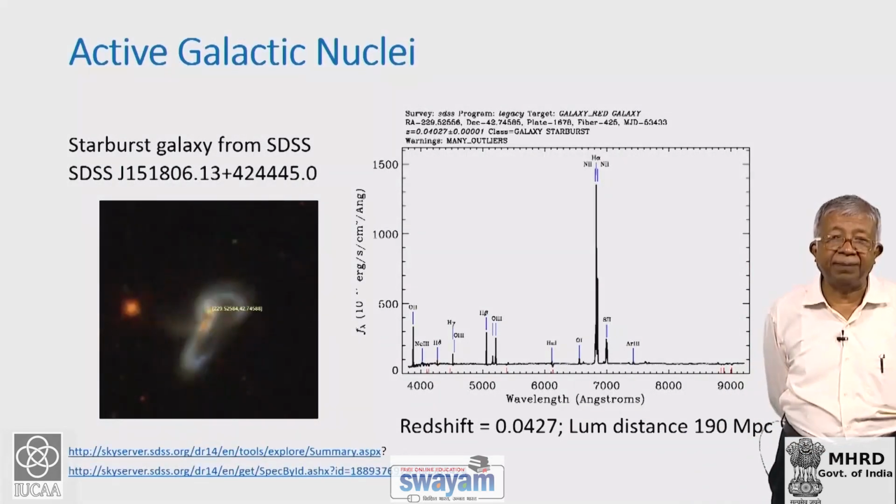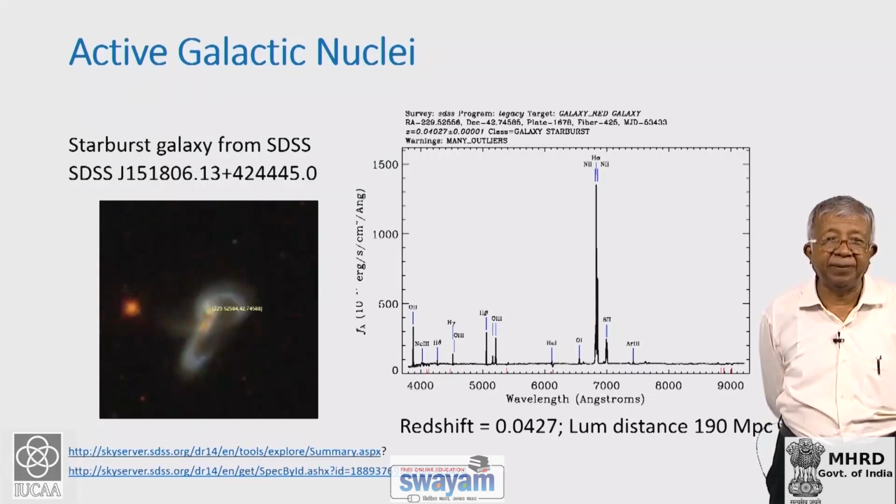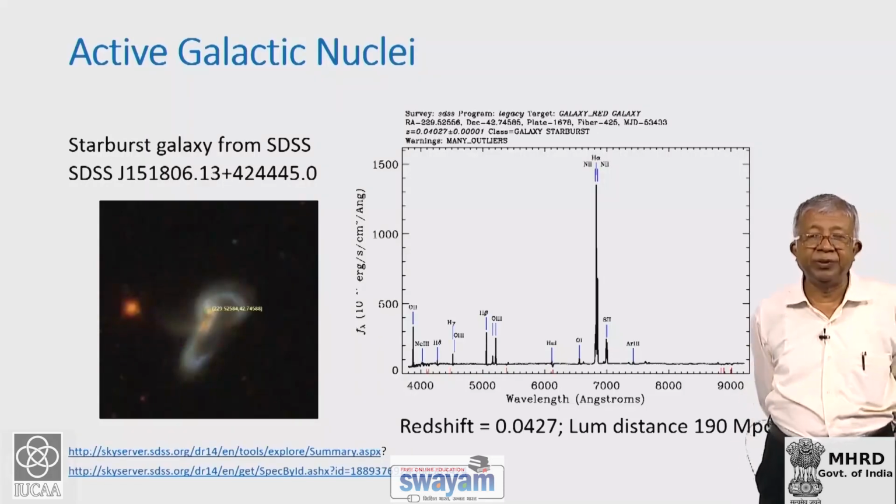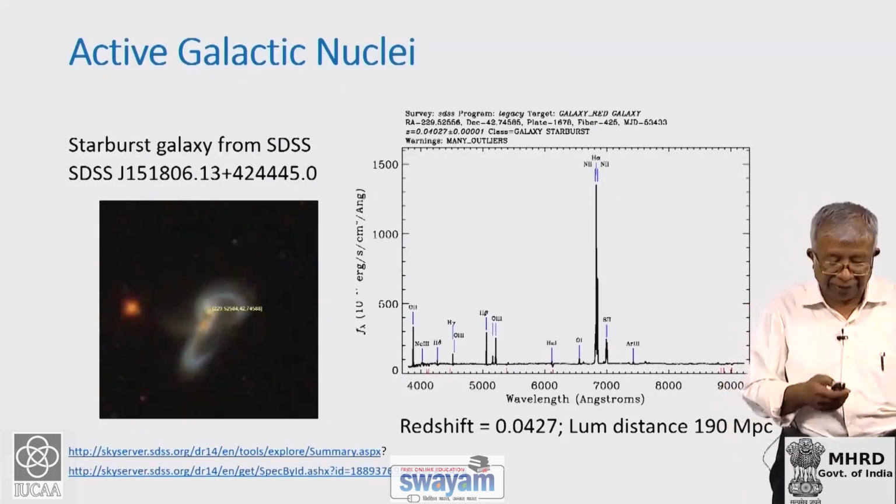Now this is an example of a starburst galaxy which has been imaged. As you can see, there's an interacting pair of galaxies giving rise to star formation in the center, a burst of star formation, and this is the kind of spectrum which is characteristic of starburst galaxies.